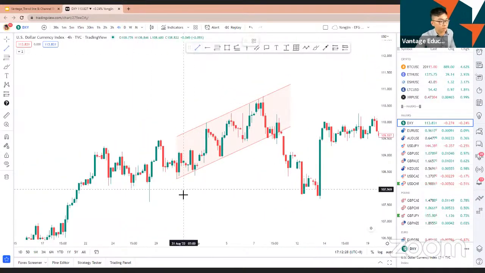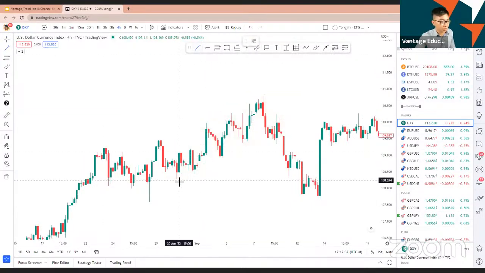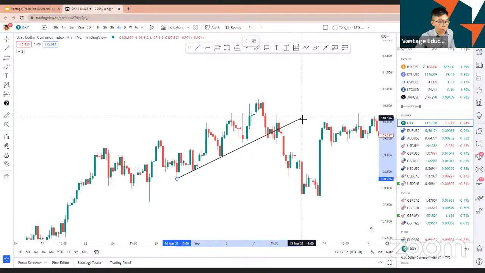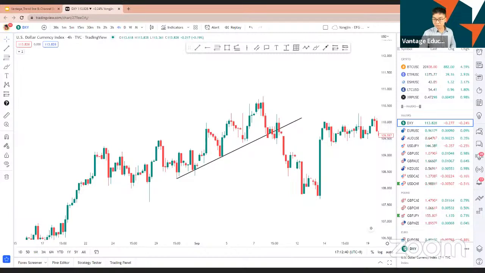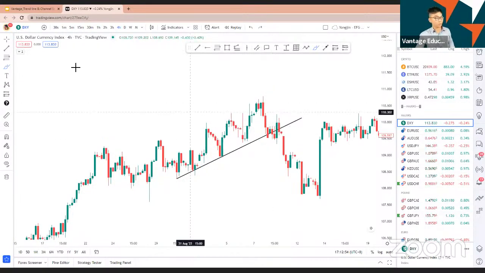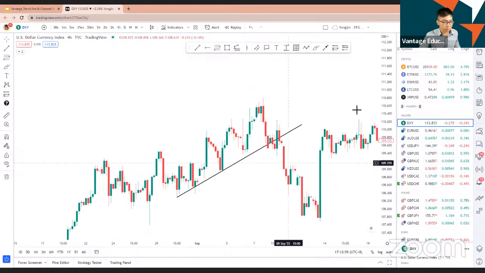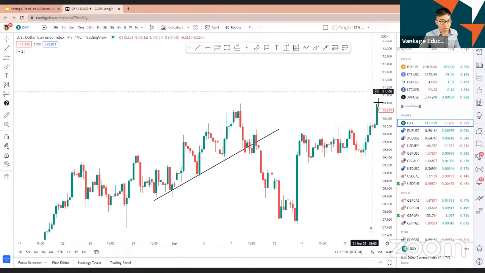So get a trend line. Let me remove this. Get a trend line, draw this up, as long as it's a best fit line. Okay, so we have 1 touch, 2 touch, 3 touch, and 4 touches. Okay, so let's continue. Trend line. Okay, we can move on.